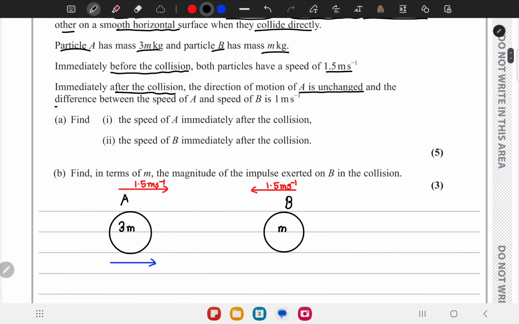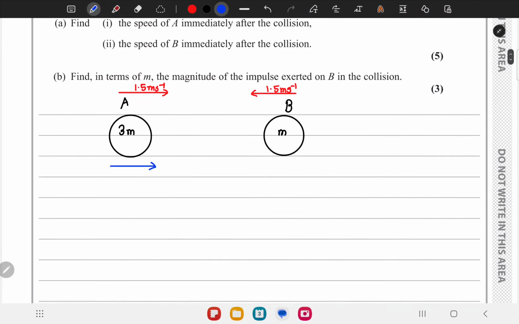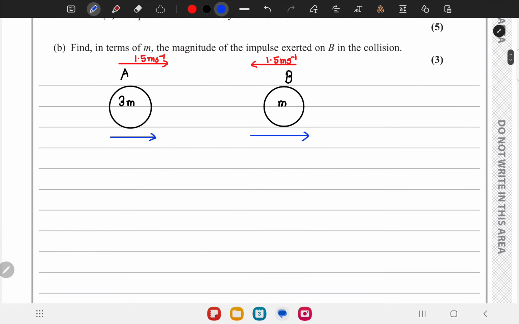And we are told that the difference between the speed of A and the speed of B is 1 meter per second. So both of them must move to the right, because if B was moving to the left, A cannot move to the right. So B has to move to the right and B has to be faster than A. If A was moving faster than B towards the right, A would keep on pushing B until they were moving together, or it had pushed B fast enough to separate.